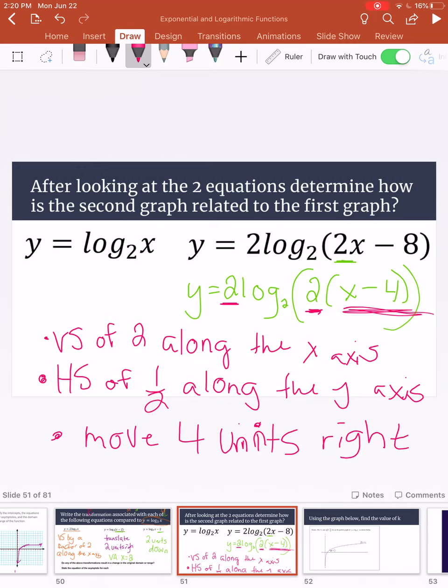So in this case, my vertical asymptote would change because I'm moving to the right. So instead of being at x equals 0, the new asymptote would be at x equals positive 4 because it would all shift to the right.